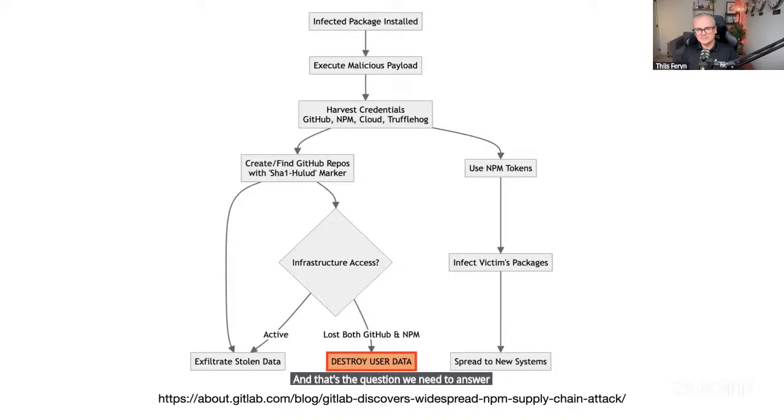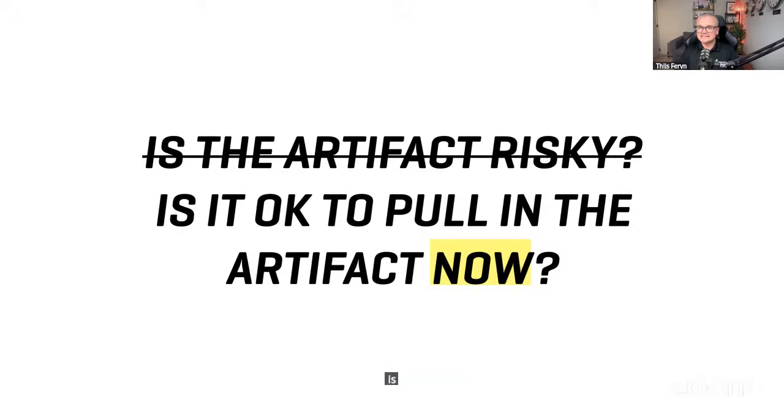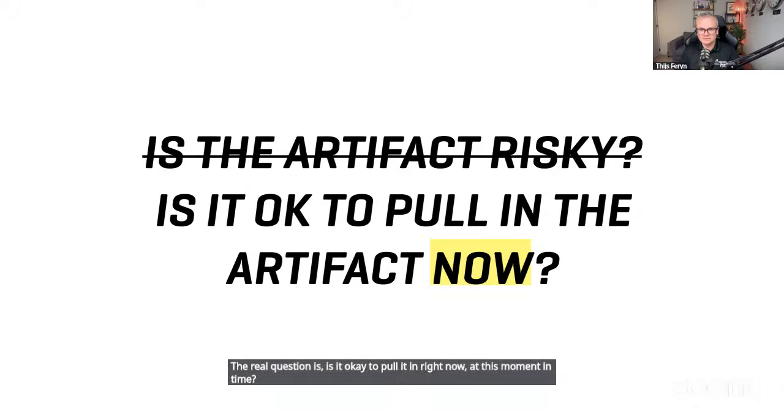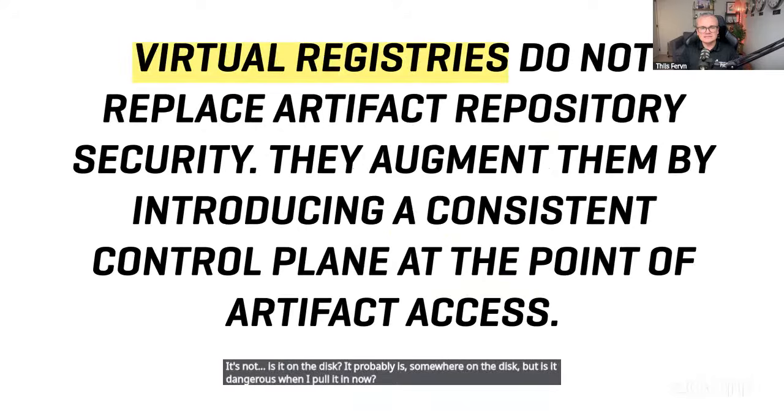So I hope this example was a good one and shows you what the risks are and what a supply chain attack is. The question isn't really, is the artifact risky? Is this version of this package risky? The real question is, is it okay to pull it in right now at this moment in time? It's not, is it on the disk? It probably is somewhere on the disk, but is it dangerous when I pull it in now? And that's the role of the virtual registry.